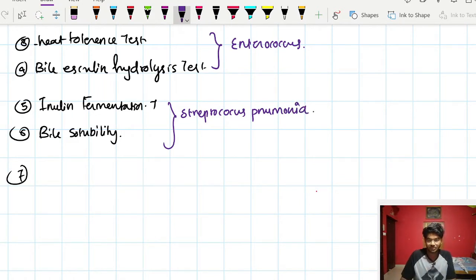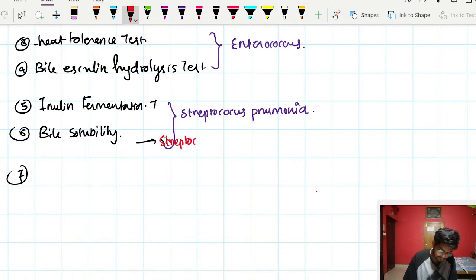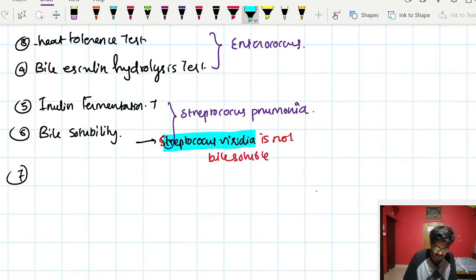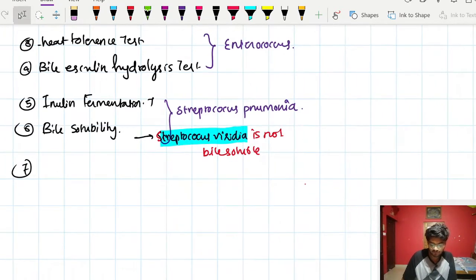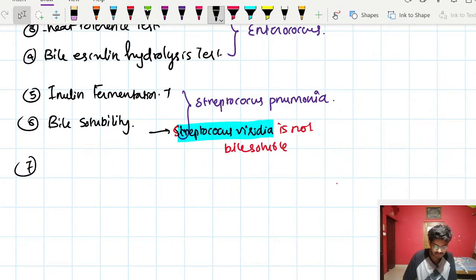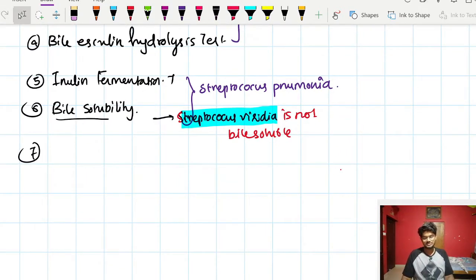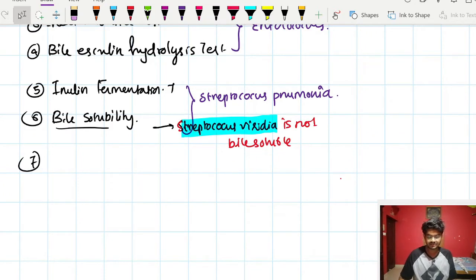Okay, Streptococcus pneumoniae is soluble in bile. Streptococcus viridans is not bile soluble. Okay, so we can differentiate Streptococcus pneumoniae from Streptococcus viridans by the bile solubility test. So these two tests are given positive by Streptococcus pneumoniae, and we can differentiate it from Streptococcus viridans by the bile solubility test.